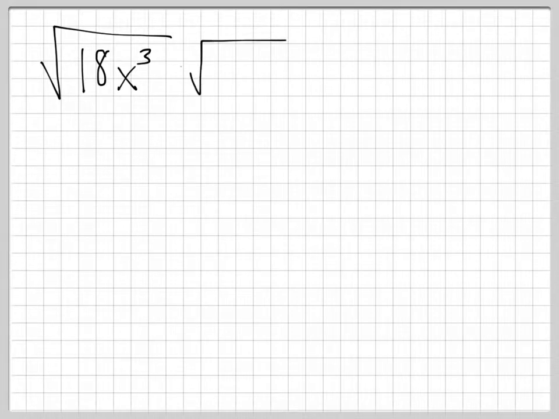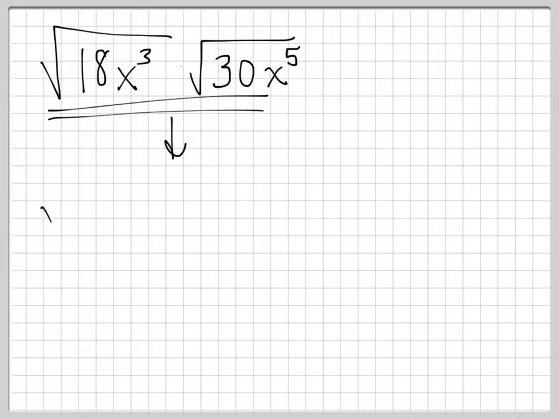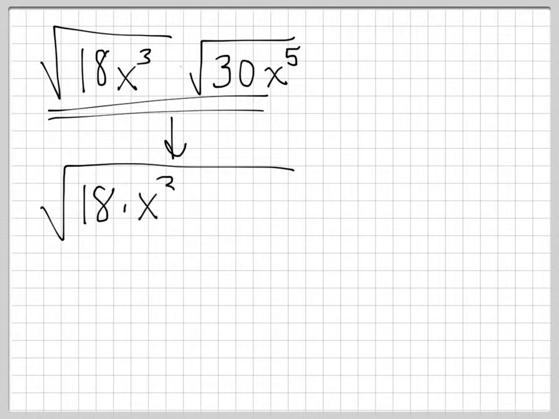Lastly, let's see what happens when we multiply a couple of things that have the square roots. So say we take the square root of 18x cubed and multiply it by the square root of 30x to the 5th. Well, step 1 is to take these two and combine them into one. So we have 18 times x cubed times 30 times x to the 5th.